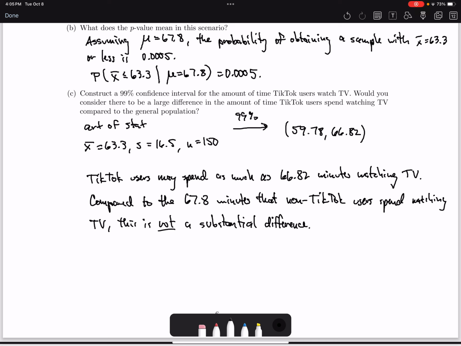Right? It could be as much as like an 8-minute difference, or it could be as little as like a 1-minute difference. And even if it were an 8-minute difference, that's still not a lot when you're talking about television. If they're already spending something like 60 or 70 minutes watching television, then an 8-minute difference really isn't all that substantial. At most, it's an 8-minute difference. At least it's like a 1-minute difference, which is just not that substantial. So I would say no.